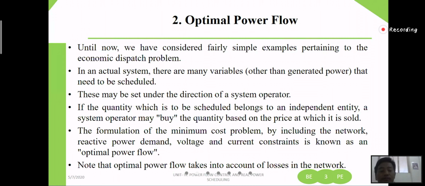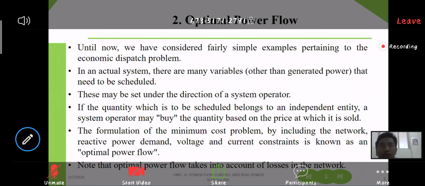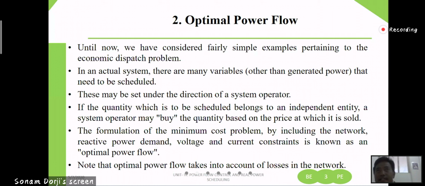Okay, so now if you're able to carry out the formulation of a minimum cost problem, including the network, whether it is your network, or you're using another network, or you're buying from others. And earlier we have only seen the active power, but here you have to carry out the reactive power demand, then voltage and current constraints. This is known as optimal power flow.